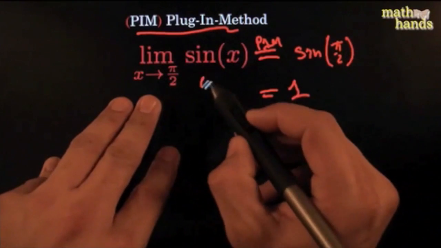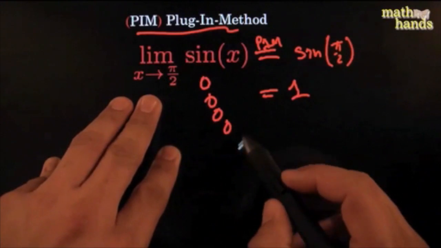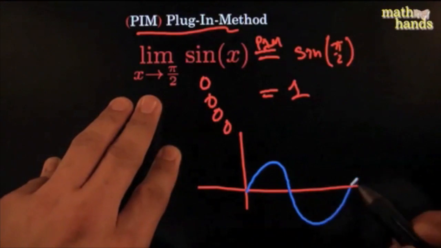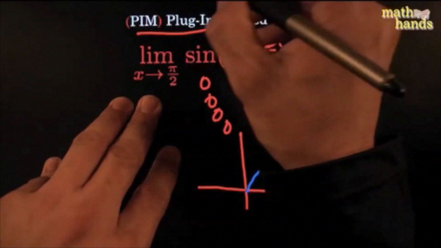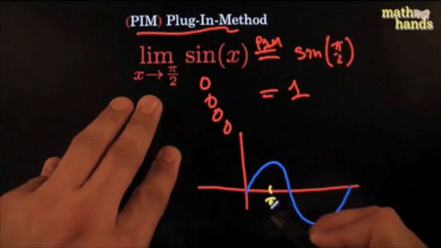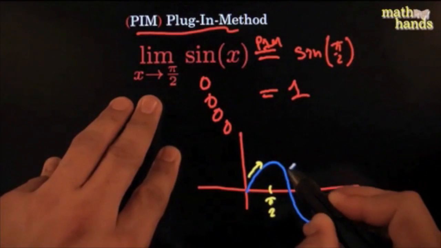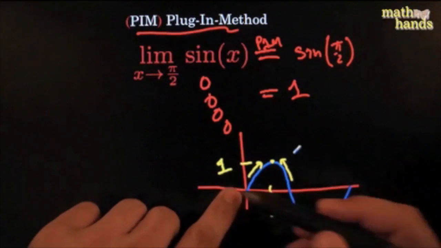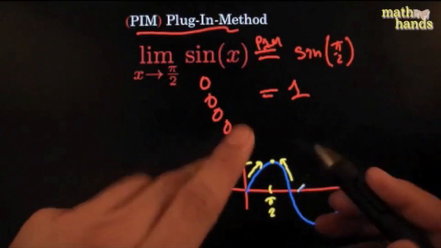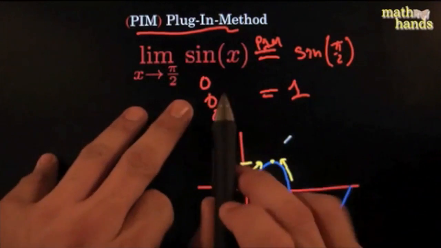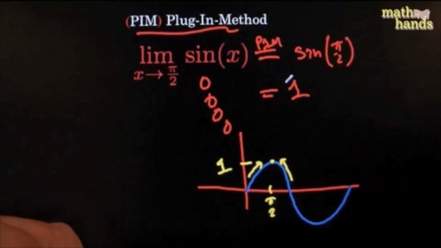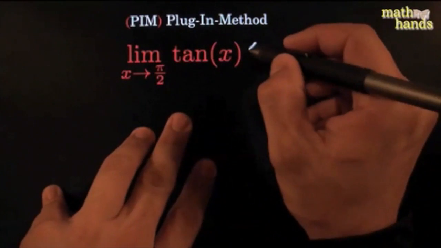You can also picture this, just if it helps. Here's the graph of sine, and here's where you're going. You're going to pi over 2. Pi over 2 here, your ball would be going here, and your best prediction here is 1. So there's no holes, there's no jumps. This is the ideal case where everything's nice. In the ideal case, all you do is plug it in and you're done. See that? See why they pay me?